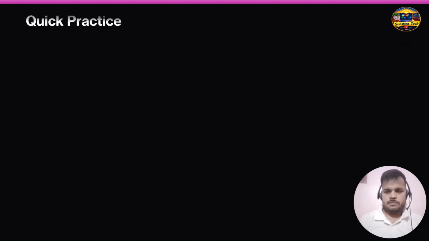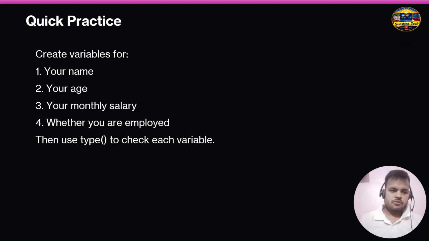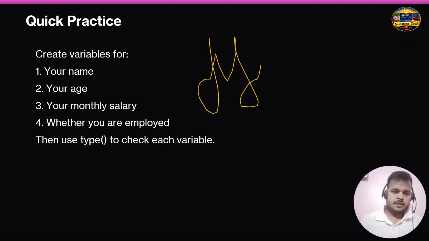Now just practice by yourself. Do a quick practice, creating variables: your name, your age, your month, your salary, whatever data you have, and try to see what kind of data type you get. How can you get it? Just type type, then open bracket, type the data, and then close bracket, and that will show you the data type.